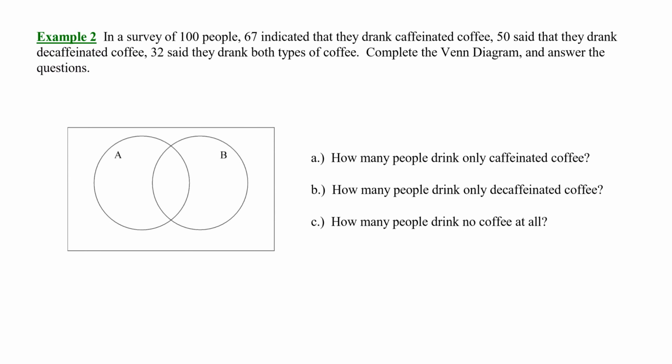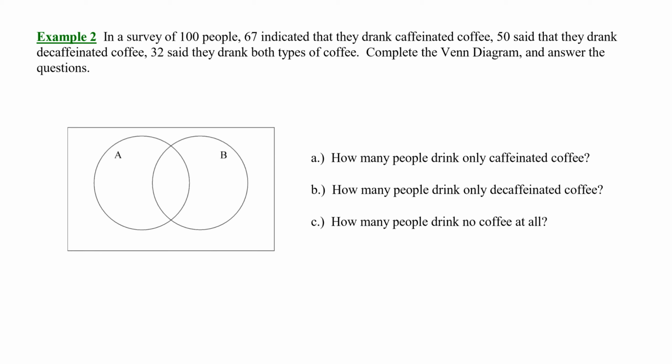Once you're fairly comfortable with interpreting the regions of the Venn diagram, then we're ready to work a survey problem. Example 2. In a survey of 100 people, 67 indicated that they drank caffeinated coffee, 50 said that they drank decaffeinated coffee, and 32 said that they drank both types of coffee. Complete the Venn diagram and answer the questions.